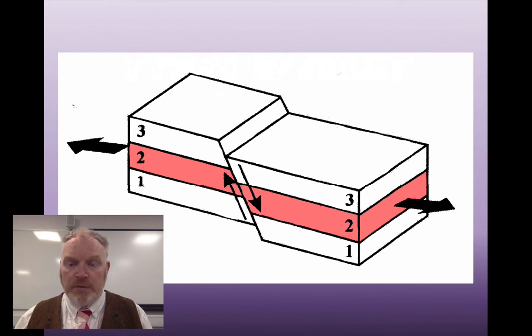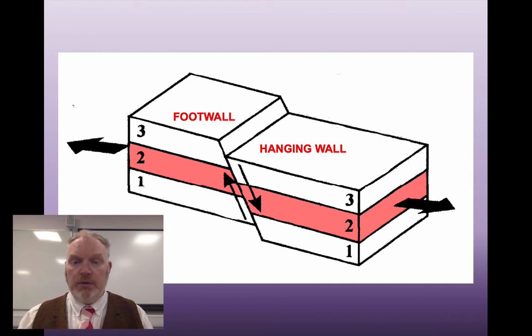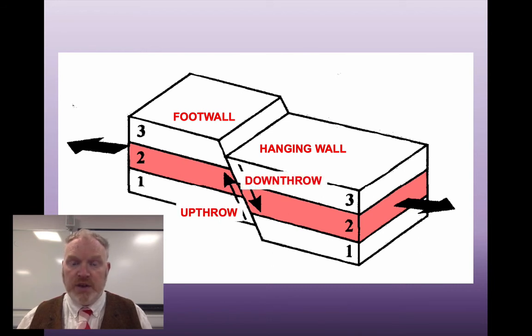This is our first model of a dip slip fault. Let me label this up for you. So we've got our hanging wall and our foot wall labelled up. And then we have the up throw and down throw sides of this fault shown.